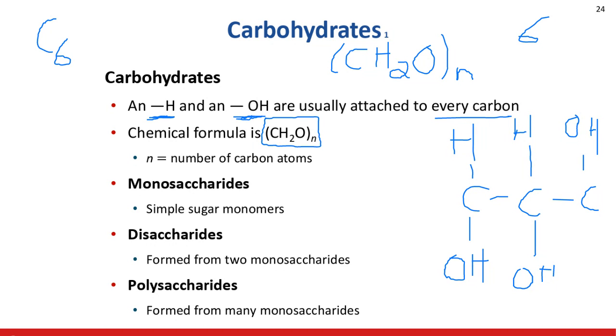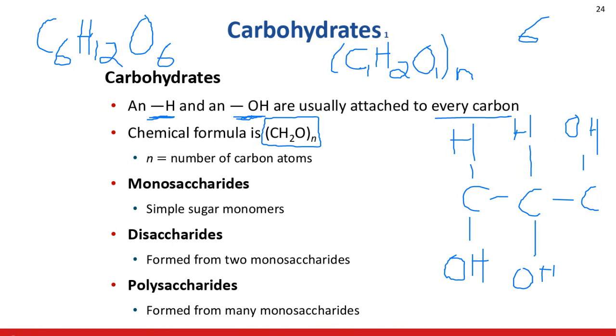6 times 2 is 12, so 12 hydrogen. And then 6 times... always assume that if there isn't a number after a letter, there's a 1 there. So this would be 1, this would be 1. So 6 times 1 is 6. So O6. Okay, so that's what the actual chemical formula would be.